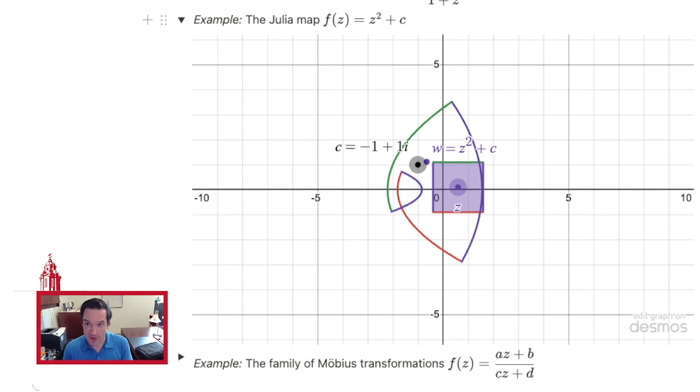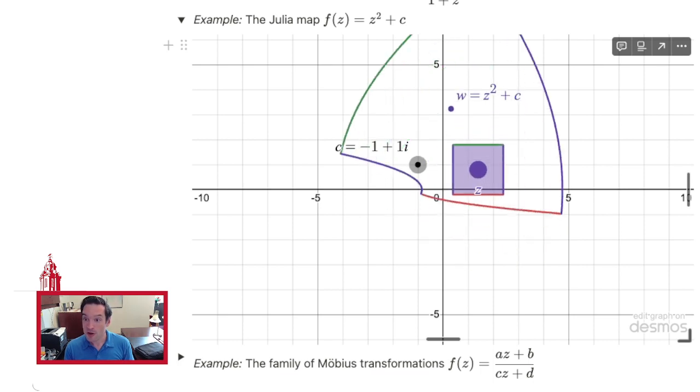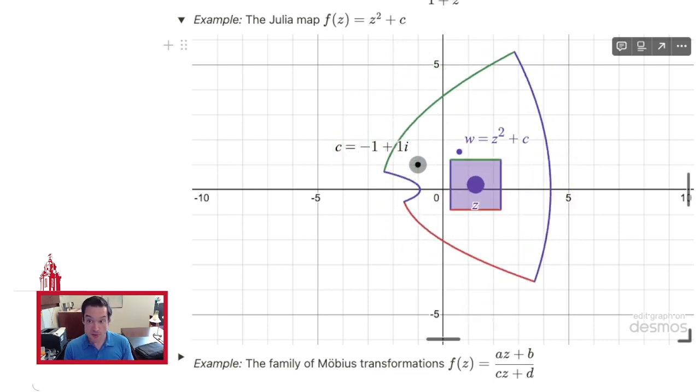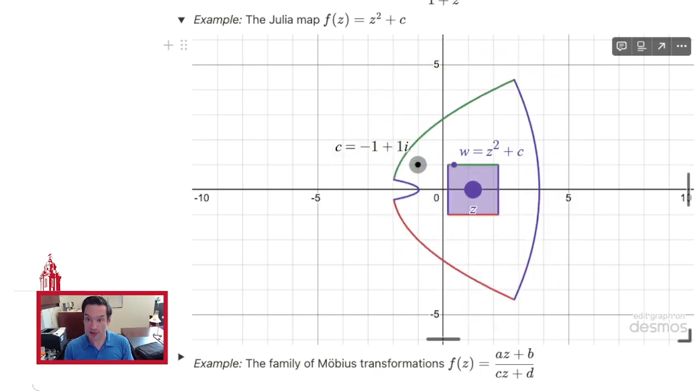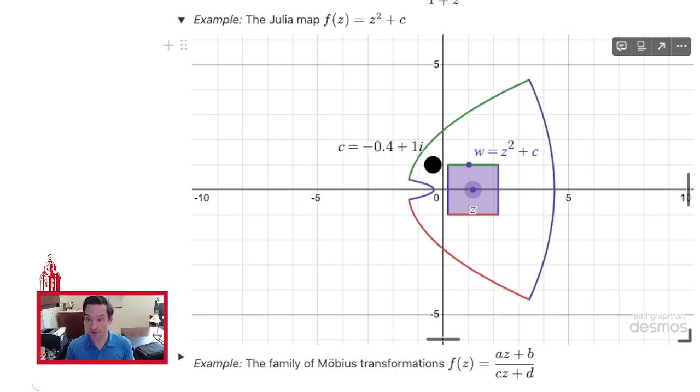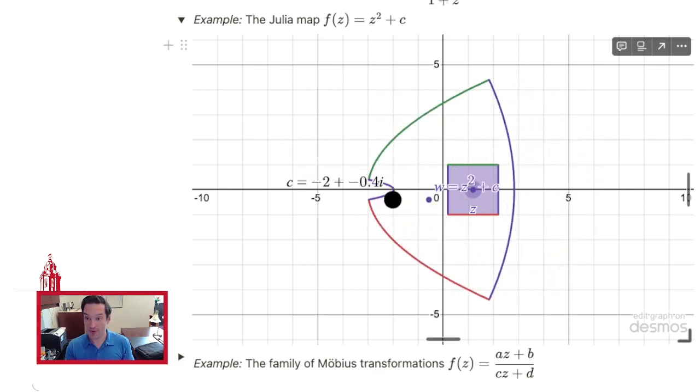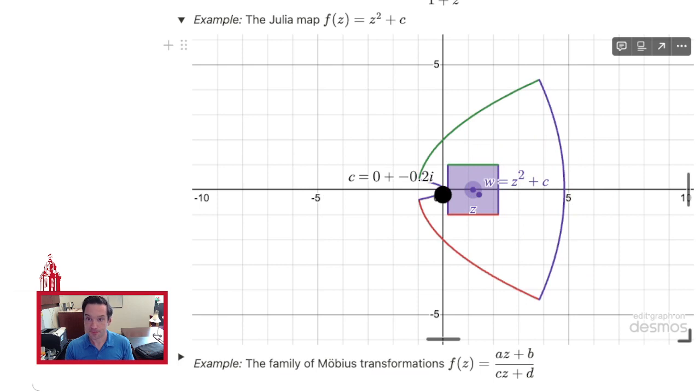That might mean that there's an example of a quadratic equation that has two different solutions, two different pre-images that have the same image. In other words, some point on this red side and some point on this purple side that are different points in the domain, but when I apply this function, they're going to the same point in the codomain. So these we're going to call the Julia maps, which is just like a squaring map, except that we're adding an additional constant onto it. And depending on what this constant is, we can get different types of behavior.